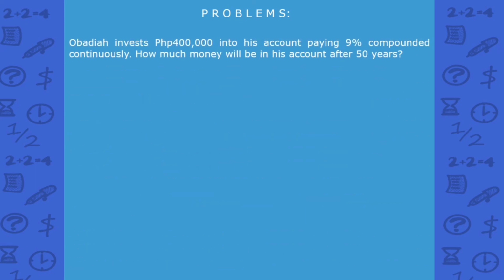Next problem. Obadiah invests 400,000 pesos into his account, paying 9% compounded continuously. How much money will be in his account after 50 years? Now, this is where the continuous formula takes place. So, we have to find the future value, and the given is the principal amount, which is 400,000 pesos, the rate of increase, which is 9%, and the time is 50 years. That's a long time. So, we'll use the formula F equals P times e raised to R times T.